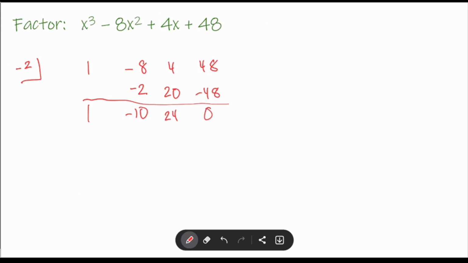So it will be a remainder of 0. So that means the negative 2 is part of the factors. So it will be x plus 2, and then times this, which is the x squared, and then this negative 10x, and then positive 24. So we're going to write it here, x squared minus 10x plus 24.